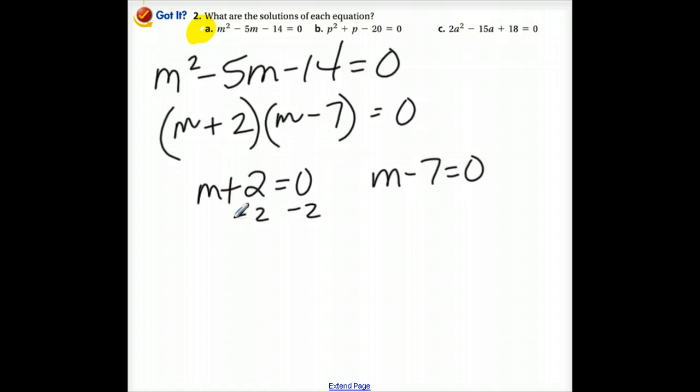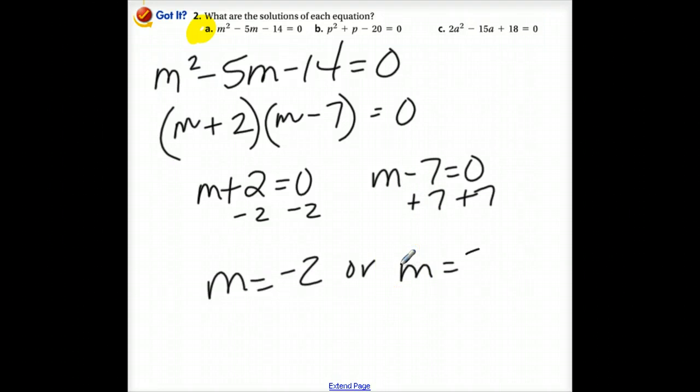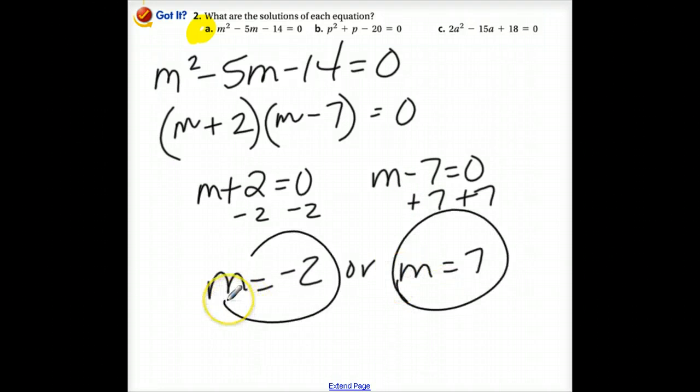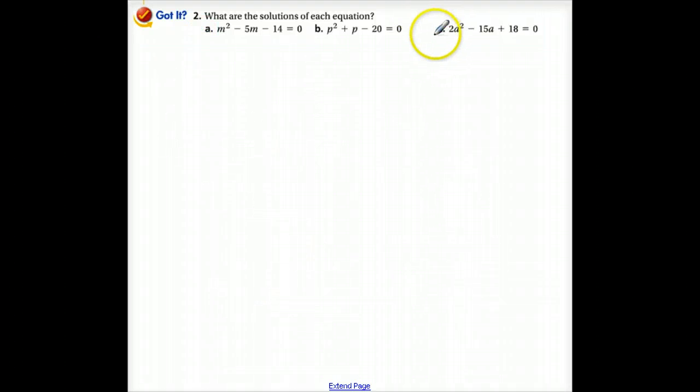Subtract the 2. M can be negative 2, or add the 7. M could be 7. Two possible solutions for M. I'm going to do one more example. C is a little trickier. You have to remember how to factor when there's a coefficient in front of A.